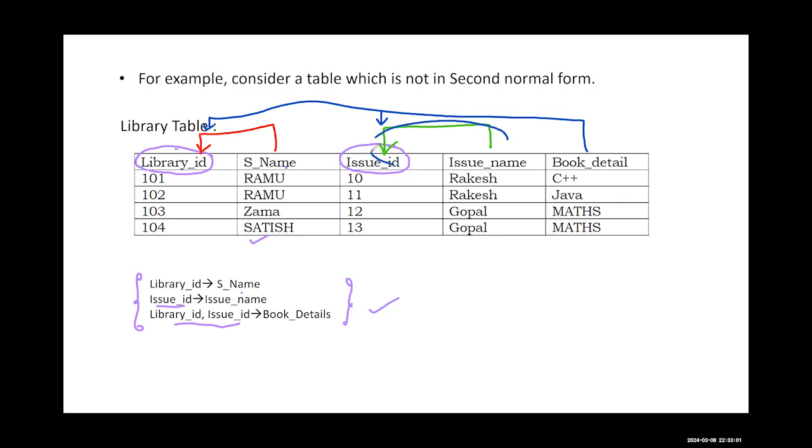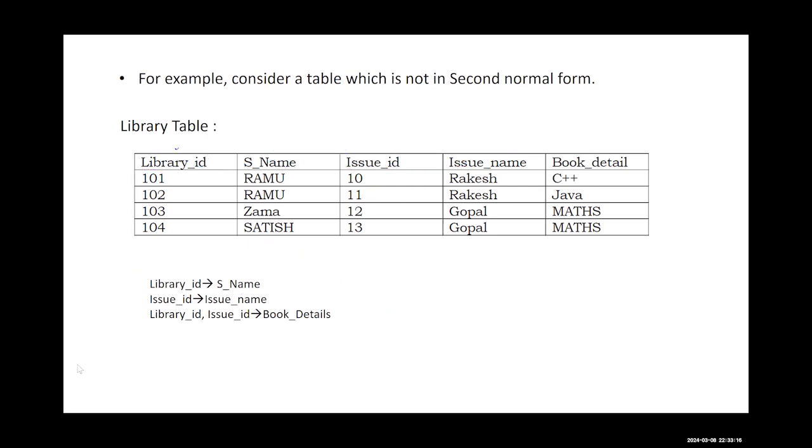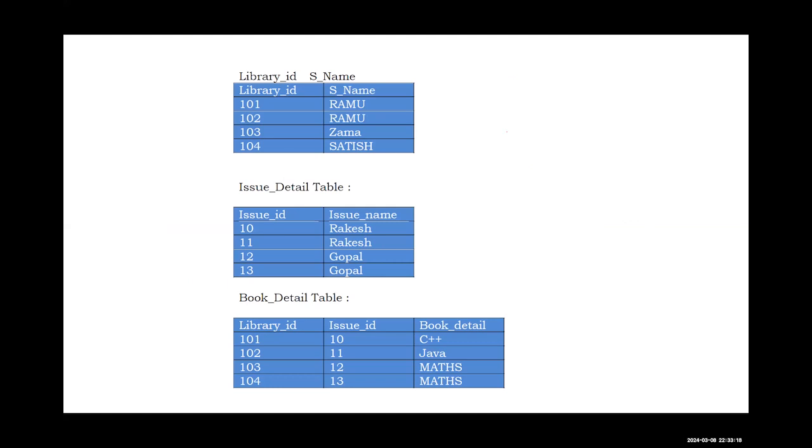But here is the problem for us. There is a partial dependency happening between the S name and issue name. So how am I going to solve that? This is not allowed. That's why this is not in 2NF. So in order to rectify this, like we did before, we are going to break the tables. In this situation, I'm going to break my table into 3.